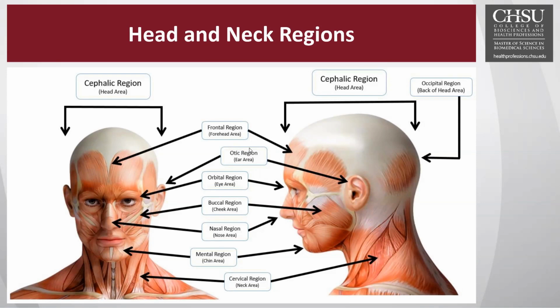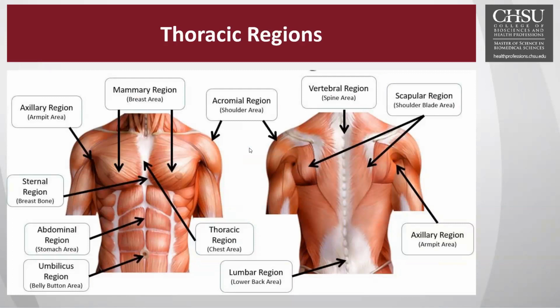Okay, when we get to head and neck, we'll talk about the mental nerves, mental lymphatics, those will be referring to the chin. The cervical region would be the neck. I think that's again a pretty standard term that we use. Let's look at some of the thoracic regions. So the scapular region would be right along the shoulder blades. That's kind of the layman's term that we use. The vertebral region would be the spine, right along where we have that vertebral column.